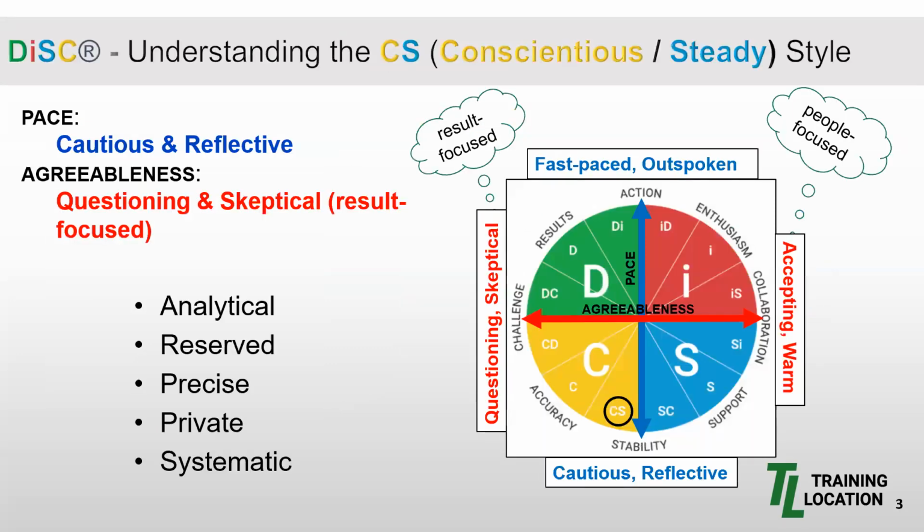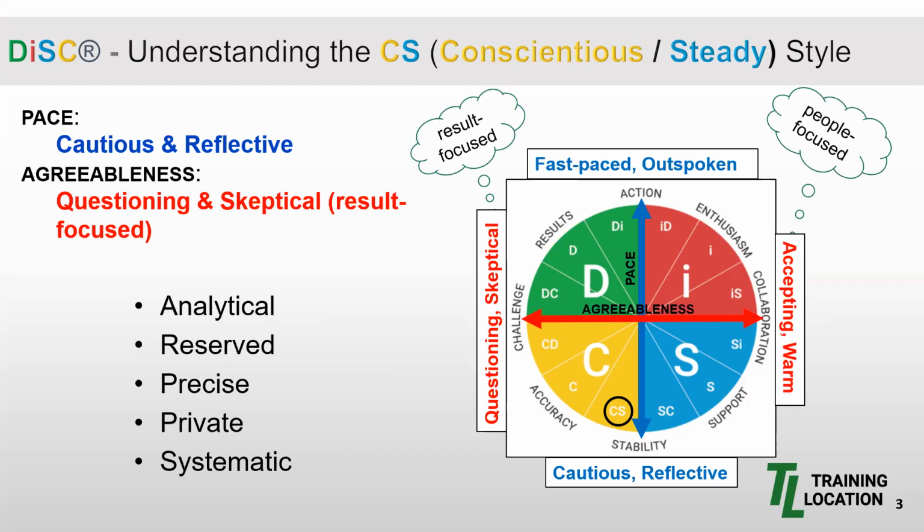Okay. A quick summary of the CS style. Let's start with what we know. We already know a couple basics about the CS style, which resides in the conscientious quadrant again. This C quadrant includes CS, C, and CD, that has a pace of cautious and reflective combined with an agreeableness quotient of questioning and skeptical or result focused. And the brief list of observable descriptors still includes analytical, reserved, precise, private, and systematic.